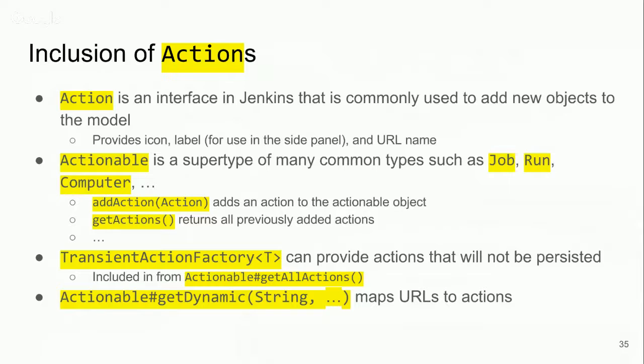And Actionable, which is the supertype of all of these various types, has a method called getDynamic. And if you remember from the first part of my talk, getDynamic takes a part of the URL and maps it to an object. And in this case, it will check for an action with a URL name that is the current URL fragment. If it finds one, it returns that action and delegates the rest of the request processing to that action.